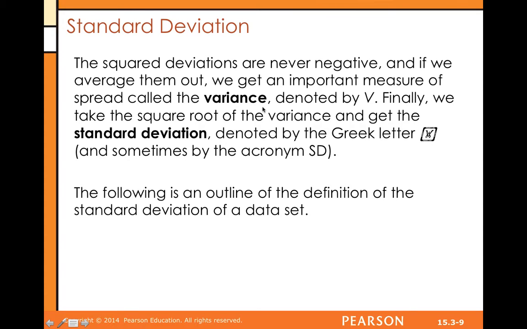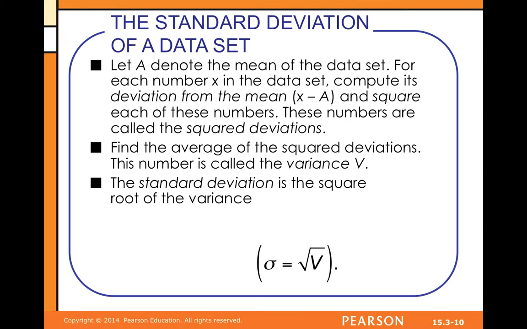For us, we'll just denote the standard deviation with SD. Once you have the variance, you take its square root, and you will get the standard deviation. The following is an outline of the definition of standard deviation of a data set. So let's look at the definition.